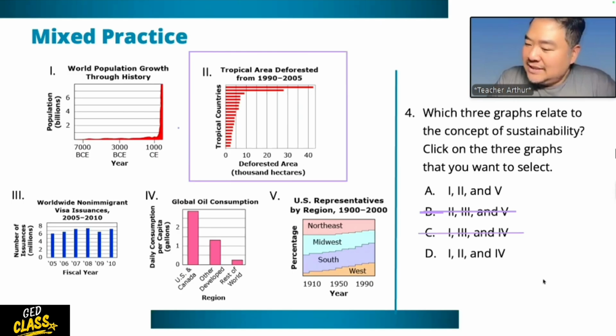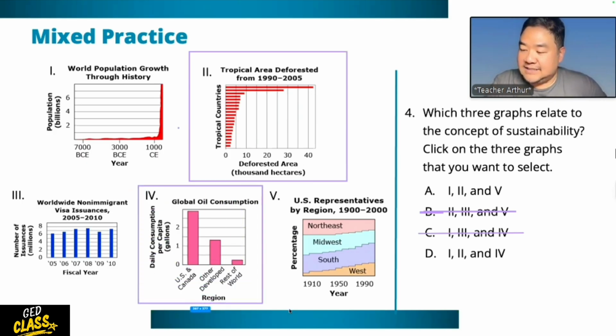So what's the only difference between the two remaining choices? Four and five, right? So do we even need to look at number three? If the only difference between the two remaining choices is four and five, we don't need to look at number three. Let's look at number four. Is number four related to sustainability about resources? Sure, oil consumption. If we don't have enough oil, that might be bad for the future.